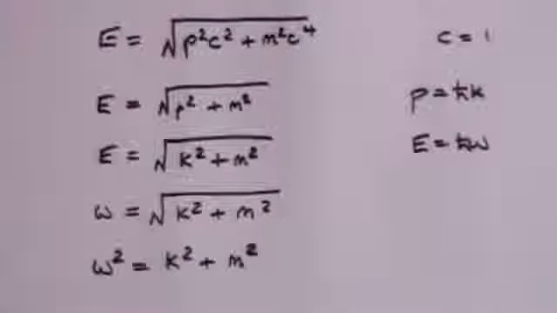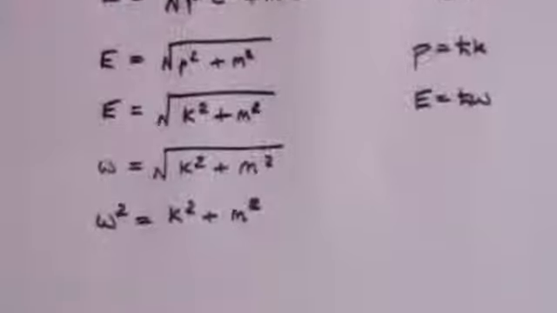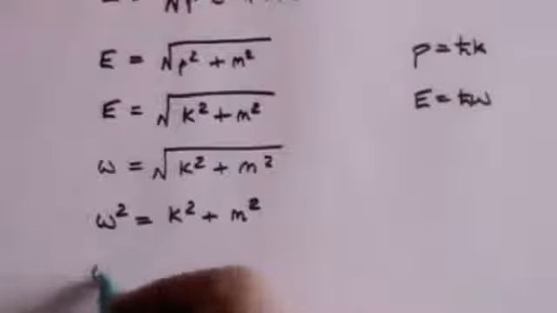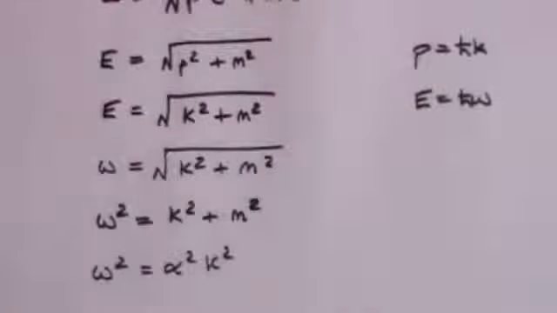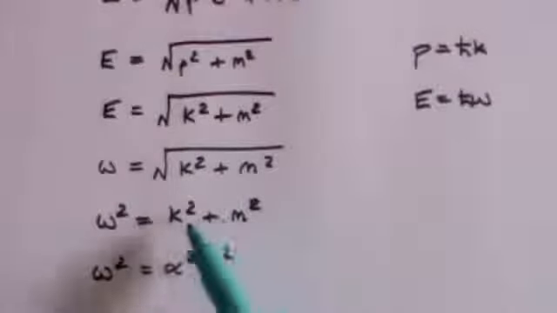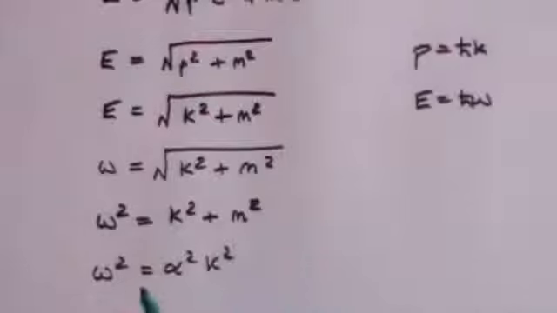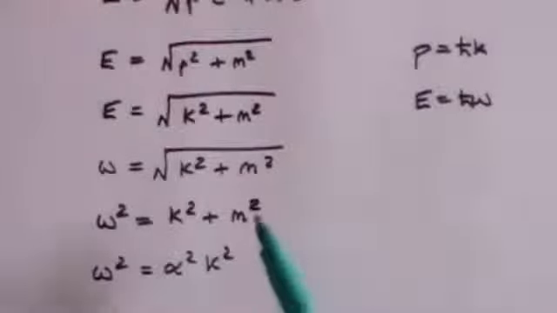But just a little while ago, and I told you we were going to park it, didn't we show that omega squared is equal to alpha squared k squared? That's what we derived just a few moments ago. So from special relativity, we get omega squared equals k squared plus m squared, and from everything we'd done on particle physics, we got to omega squared is alpha squared k squared. So quite clearly, there's something missing.